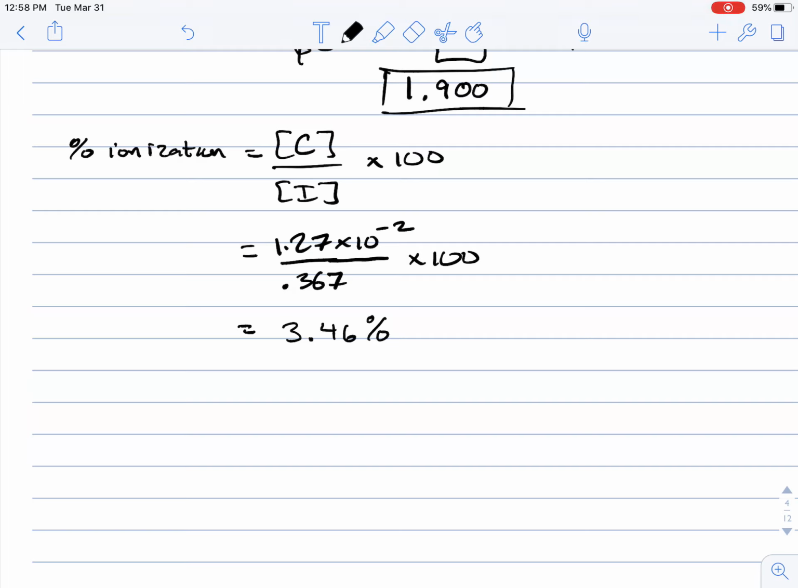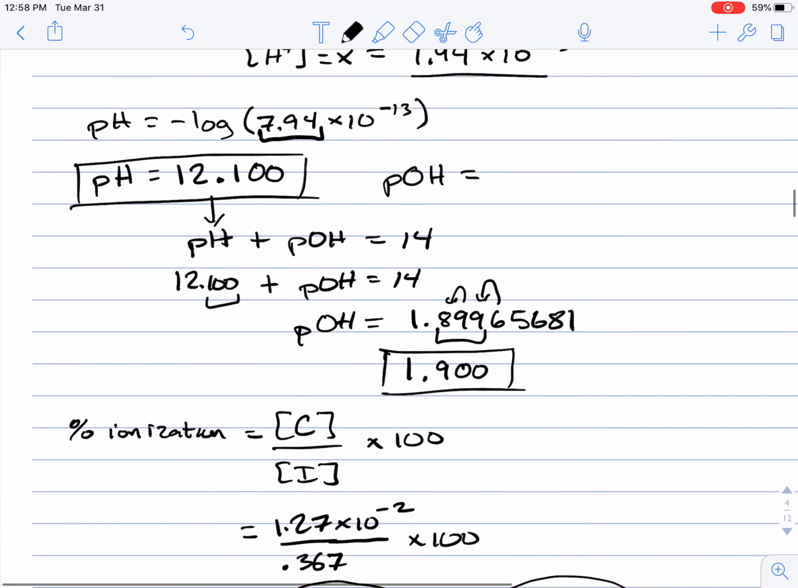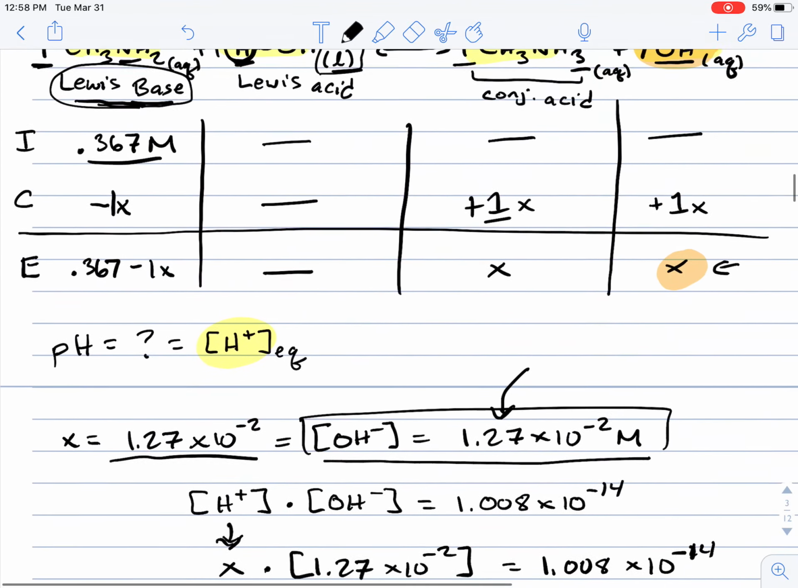And so once again, this is telling you that if you have 0.367 moles per liter of methylamine, only 3.46% of this total number of moles of methylamine will ionize to form the products. Cool. And so that pretty much finishes this problem.